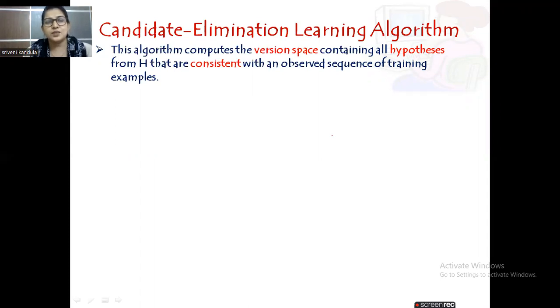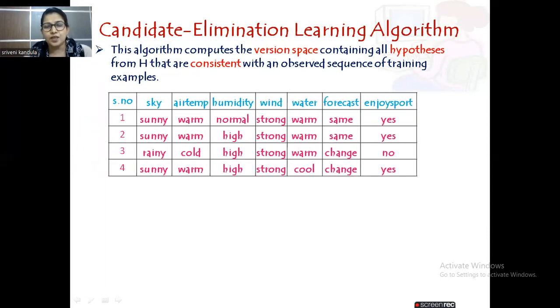If our example is positive, our hypothesis should also classify it as positive. If our example is negative, then our hypothesis should also classify it as negative. Then only we say the hypothesis is consistent. Otherwise, we'll say it is inconsistent. Let us work with the Enjoy Sport dataset in this example, which has three positive and one negative value for the target attribute Enjoy Sport.